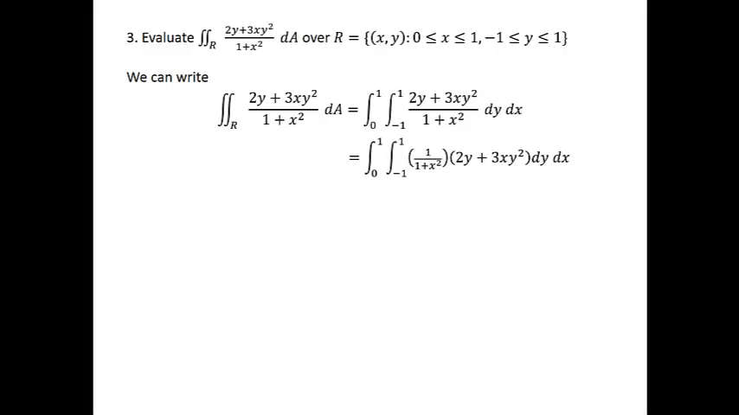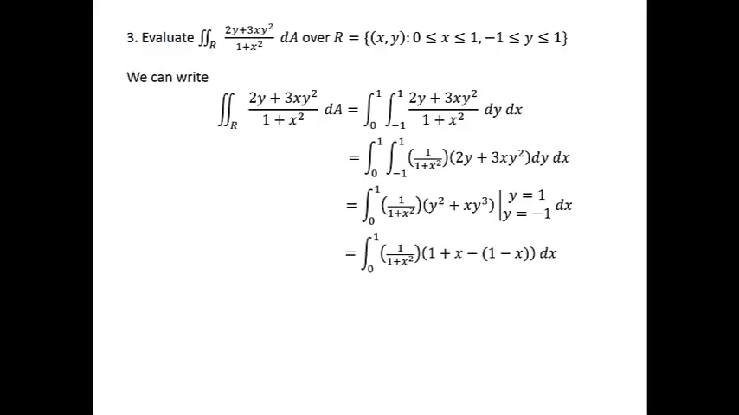So if we integrate with respect to y, we'll have 1 over 1 plus x squared tagging along, and the integral of 2y plus 3xy squared becomes y squared plus xy cubed. We evaluate y from -1 to +1, and don't forget that that outer integral has to just tag along until we're ready for it. Evaluating, we'll have 1 over 1 plus x squared times (1 plus x) minus (1 minus x). So we end up with the integral from 0 to 1 of 2x over 1 plus x squared.